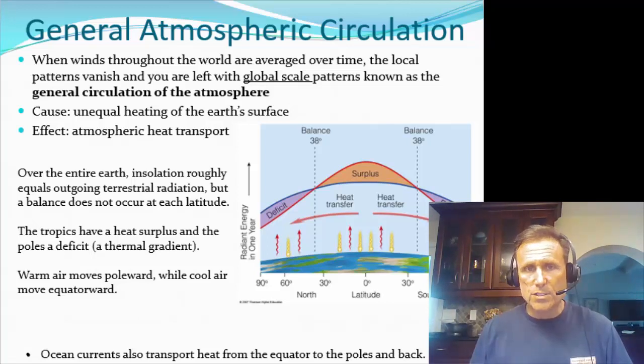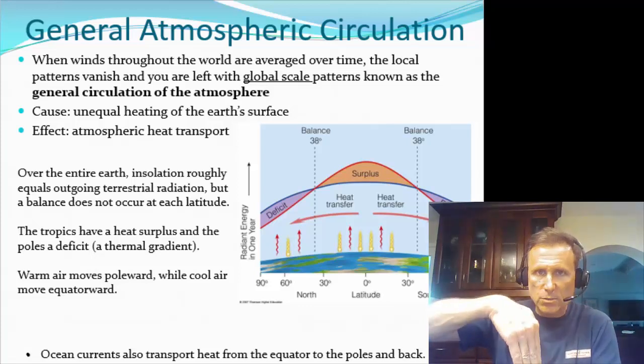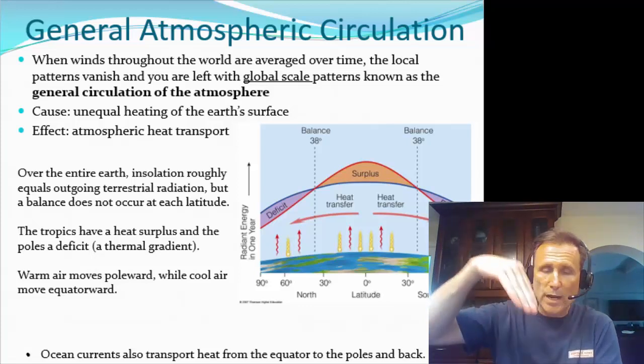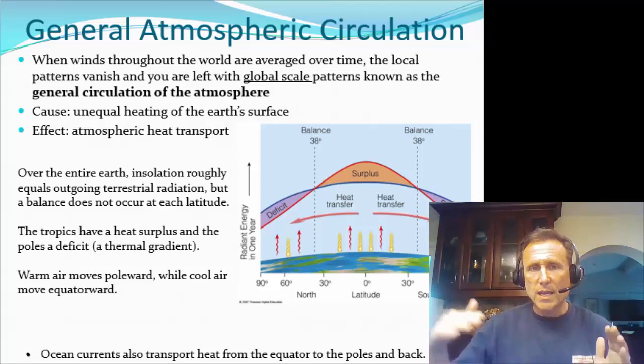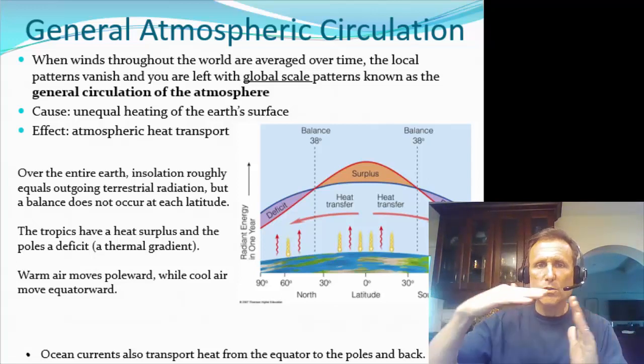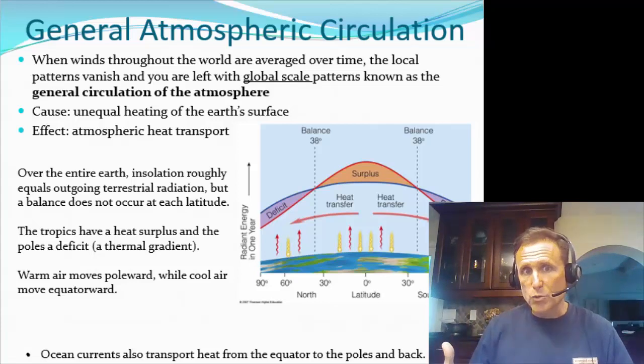Unequal heating of the Earth's surface. The direct rays, insolation, incoming solar radiation, strike the equator at a very high angle and warm it up, and the direct rays of the sun strike the poles at a very low angle, and the poles remain cold.